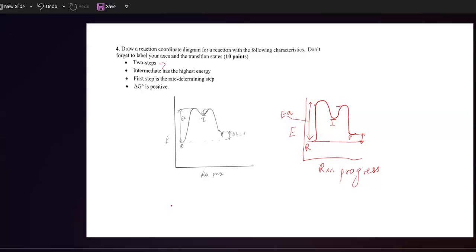This is the second step, with an energy of activation which is lower than the first. This is transition state 2, transition state 1. Okay, delta G is positive. Why? Because the products are at a higher energy state than the reactant. All right, this is from chapter 6 if you would like to review more about energy diagrams.